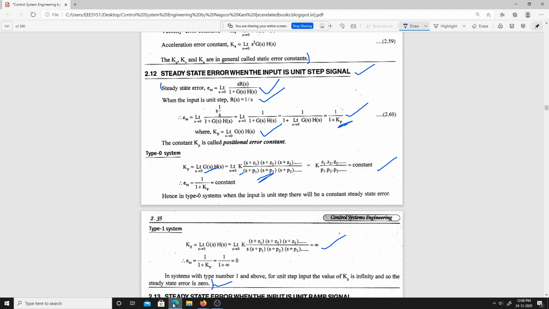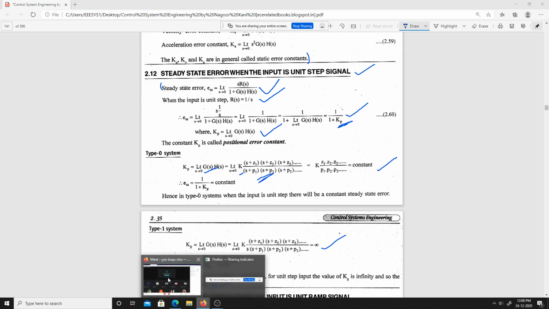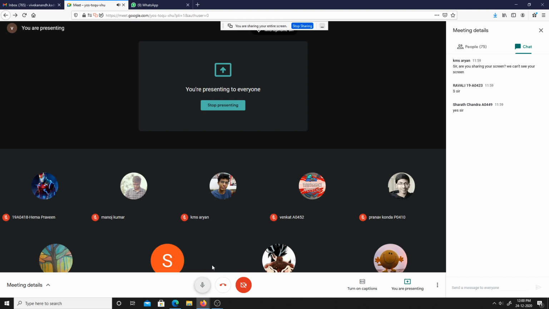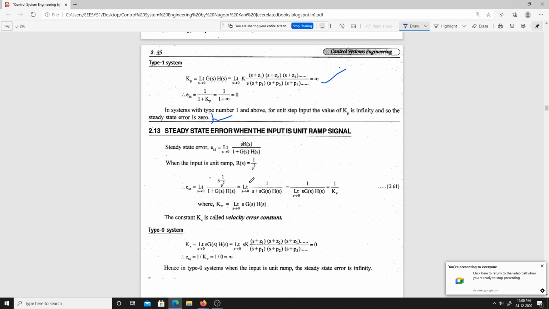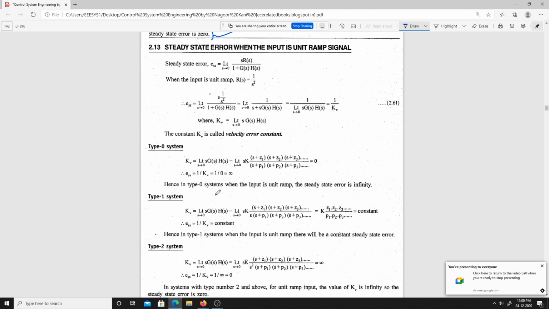Is it clear? Everyone, is it clear? So now, steady state error when the input is unit ramp. Till now we have discussed steady state error for the step input, unit step input. Now we are going to discuss steady state error for the unit ramp signal.